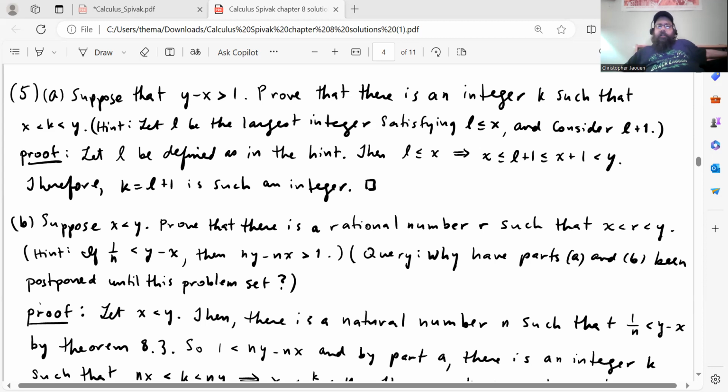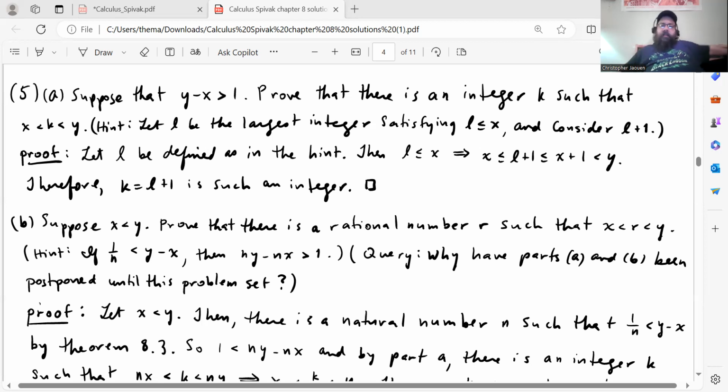Let L be the largest integer satisfying L less than or equal to x, and consider L plus 1. That's the hint, so let's actually do that. Let L be defined as in the hint. Then L is less than or equal to x, which implies that x is less than or equal to L plus 1. First of all, if x is an integer, then L equals x. However, if x is not an integer, then L will be a distance less than 1 away from x, so L plus 1 will have to be greater than x.